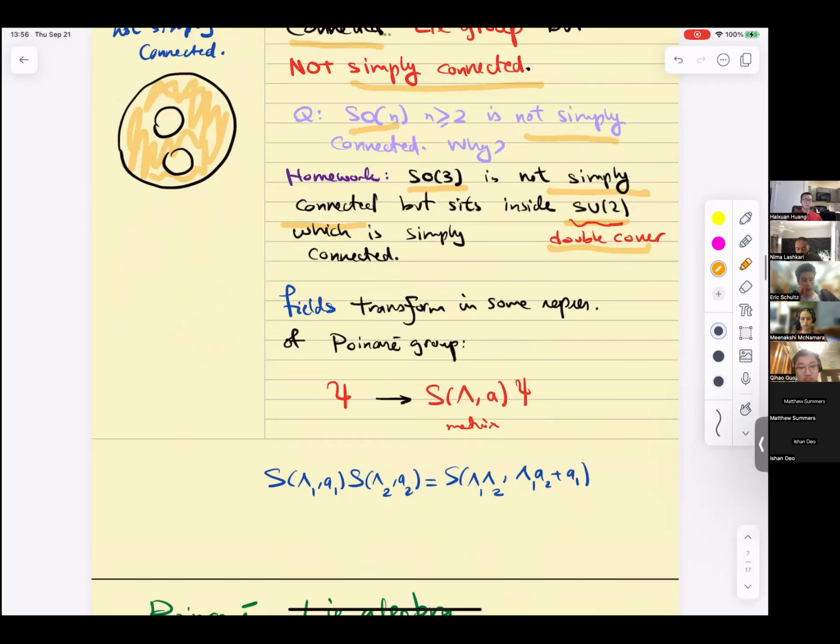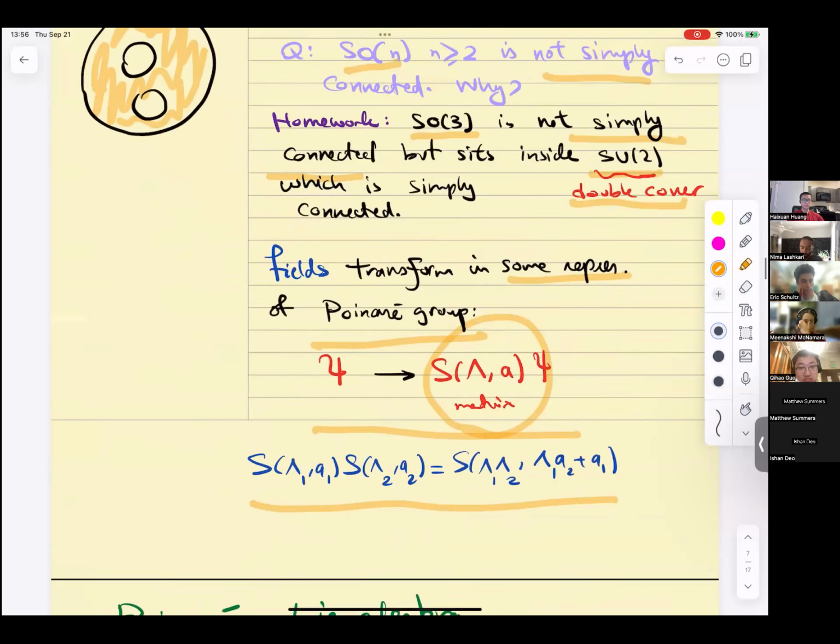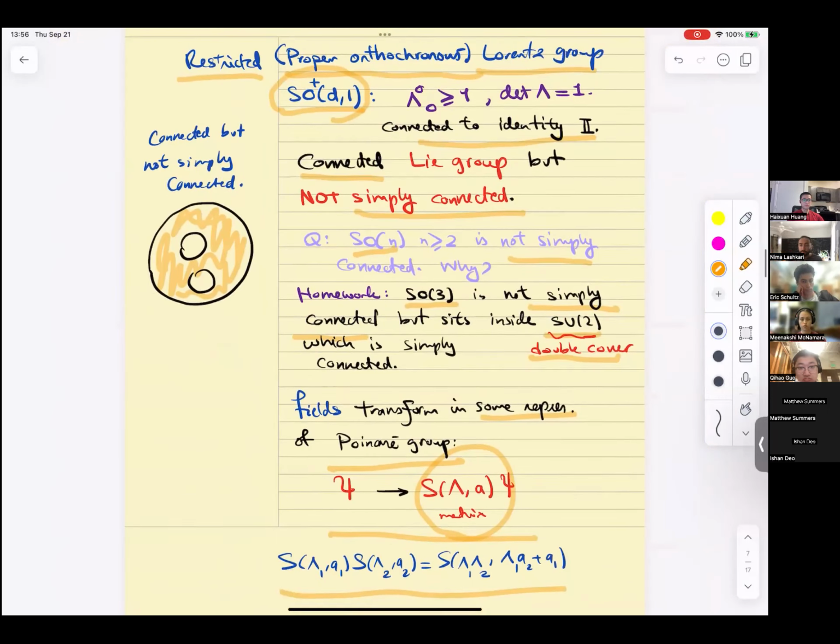All right. We said that fields transform in some representation of the Poincare group. It means that there will be some S of lambda, as a matrix, that acts on the field. And it's a representation, so they should multiply like this. The matrix multiplication should be representation multiplication. If we are talking about representations, we might be talking about projective representation if we were talking about the Hilbert space. At this point, I'm just doing abstract discussion. All right. Is it all good so far?